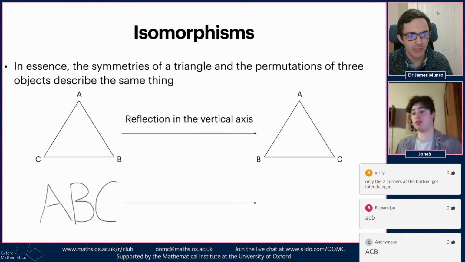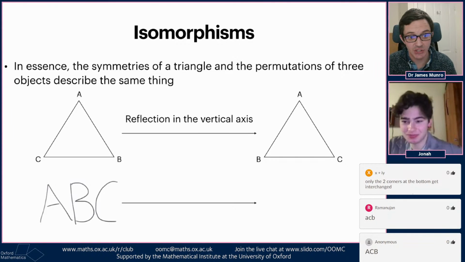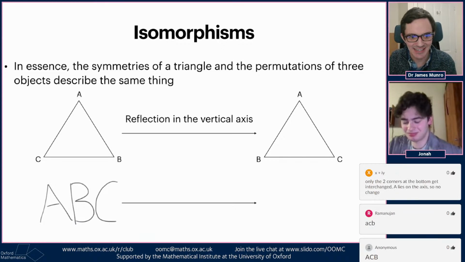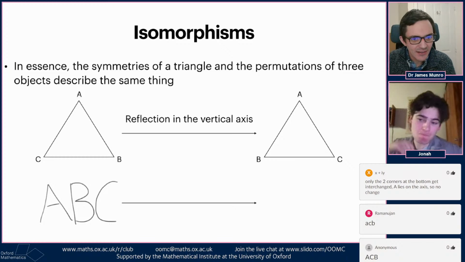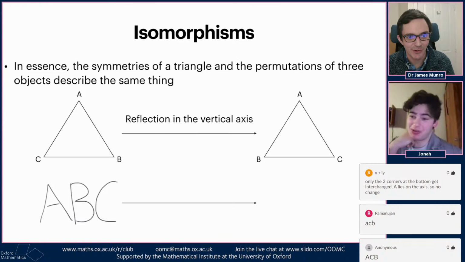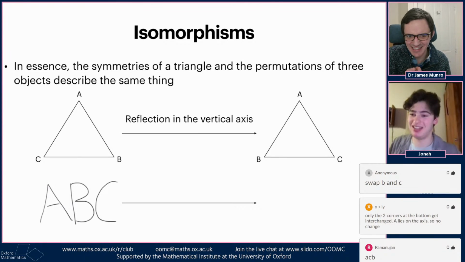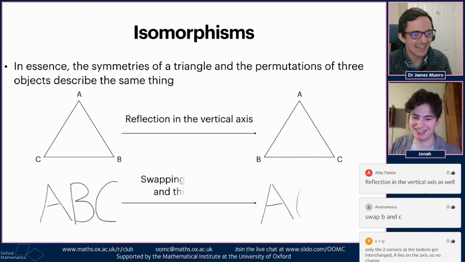It's not a trick question, I promise. The two corners at the bottom get interchanged, and you end up at ACB, because A lies on the symmetric line. We're reflecting on a symmetric line. A is staying still, so it's ACB. Nobody's saying anything else. We've got ACB as our specification of the permutation: swapping B and C. Swapping those two. Is that the description we're looking for?